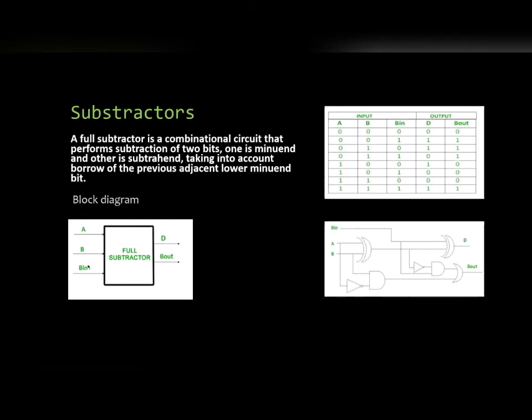By using the block diagram, you can see that there are three inputs. They are A, B, and Bin. And now you can see there are two outputs. They are D and Bout. Now let's design this by using our Logisim software, and let's see how it is working.